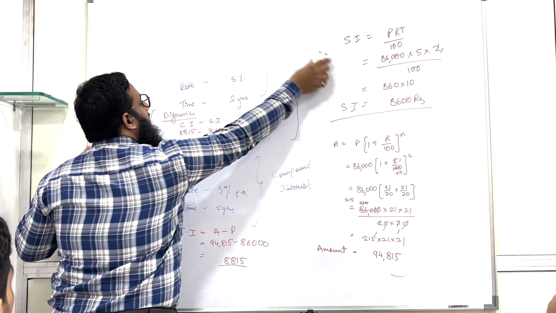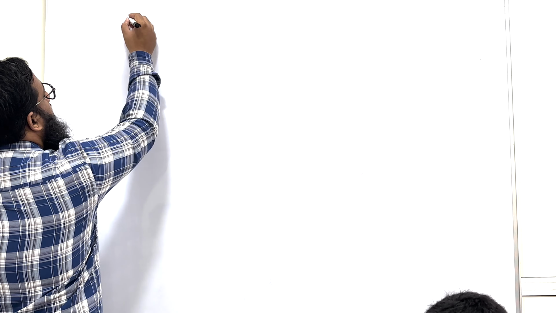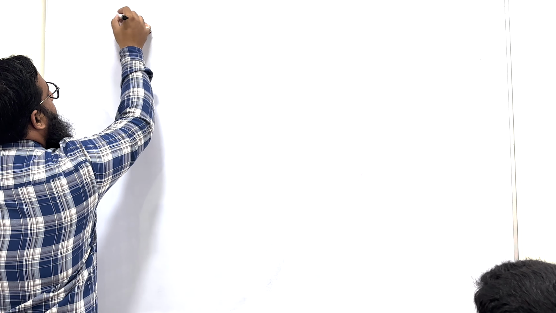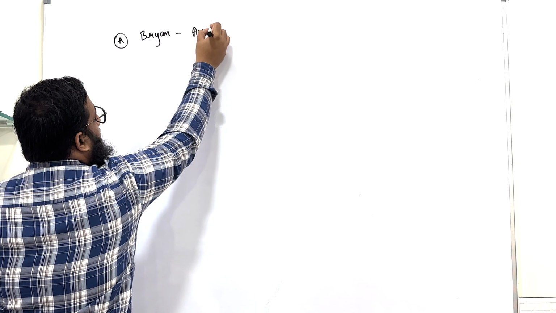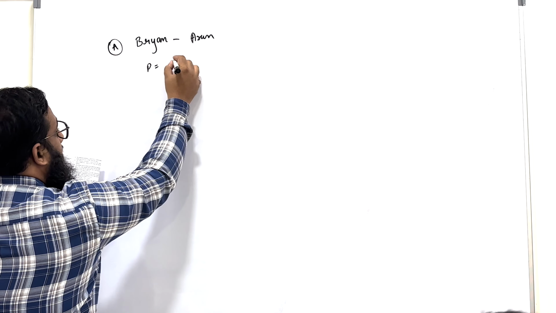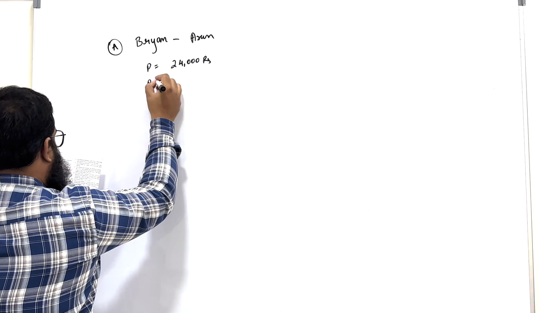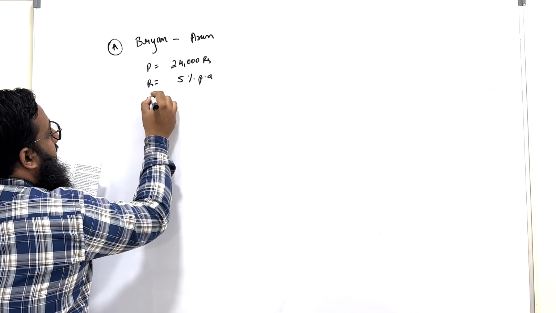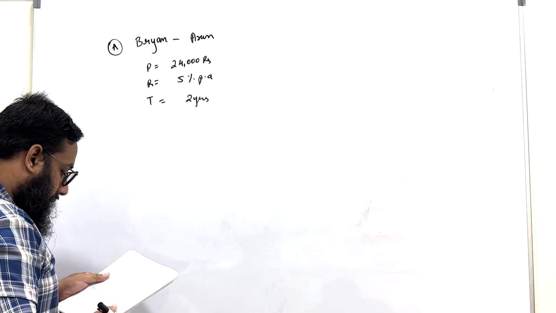Okay, let's start. What we have been given: Arun borrows 24,000 from Brian. So first we'll write over here, first transaction, Brian to Arun. Principal is 24,000 rupees. Rate given over here is 5% per annum and time given over here is 2 years.